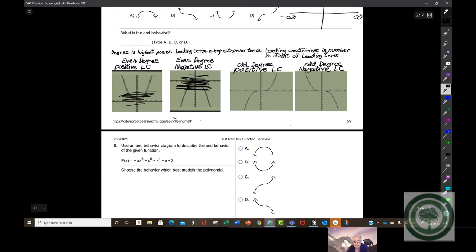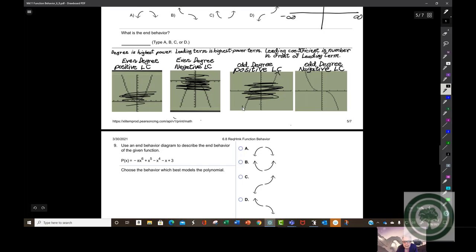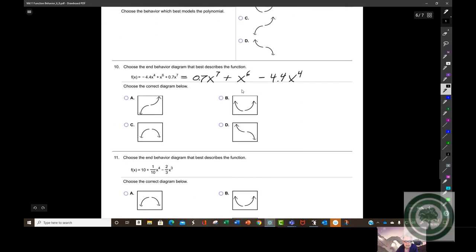On the ends, not in the middle, on the ends, it's gonna go up forever on the right and down forever on the left. So let's see what this does. Up forever on the right and down forever on the left right there. Notice there's nothing in there. You don't have to know what it looks like in the middle. You don't have to know how many times it goes up and down. All you have to know here is what happens on the ends.